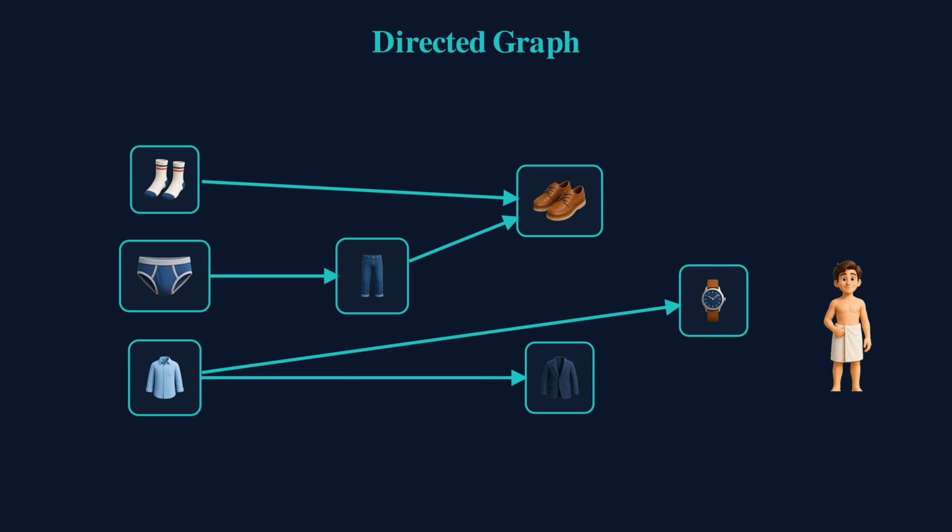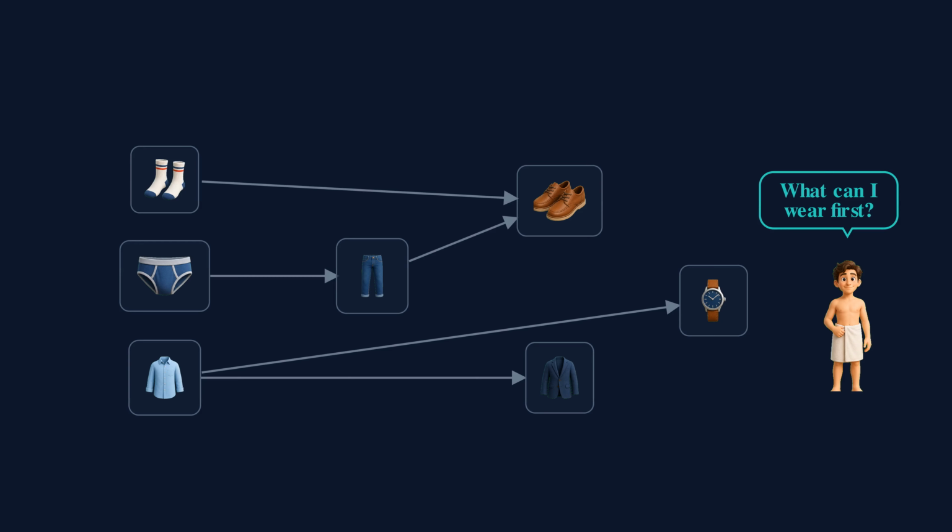Take a step back and look at what we just built. This whole picture has a name. It's a directed graph. Each piece of clothing is a node, and each arrow is a dependency. It points from the thing you put on first to the thing that comes after. Remember the question we started with. What can I put on first? Look at the graph, and it's right there. The things you can start with are the ones with nothing pointing in, nothing they're waiting on. Your eye catches those in a second. A computer can't. It needs a rule it can follow every single time. And it all starts with one number.